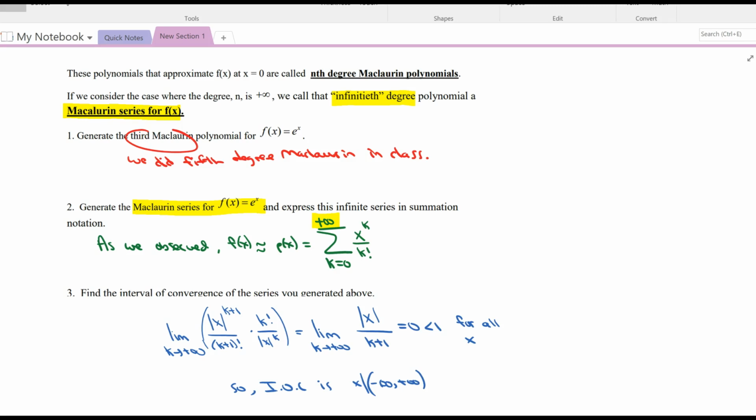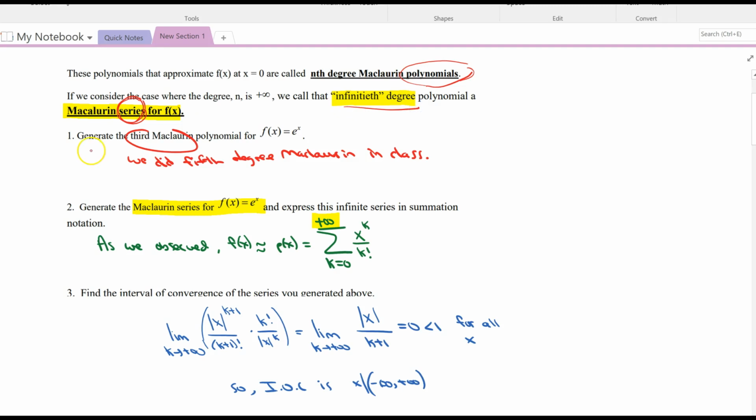Okay, so this is just from the last page of that handout from in class. I'm going to pick up right here. The polynomials that we talked about in class were nth degree polynomials. If we talk about the case where n is infinity, so to speak, because we can never really get to infinity, we would then call that infinitieth degree polynomial a Maclaurin series, this word being the operative word here. So we only use the word Maclaurin polynomial if I am looking at a finite degree polynomial. A Maclaurin series is taking that polynomial out to the infinitieth degree.